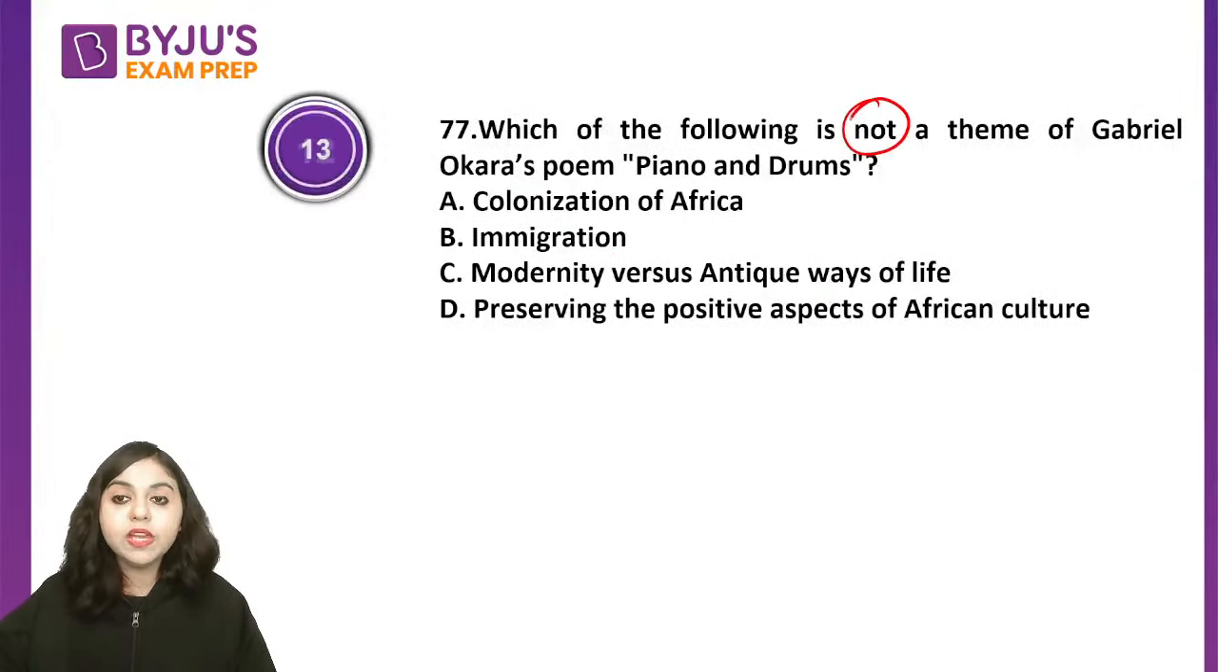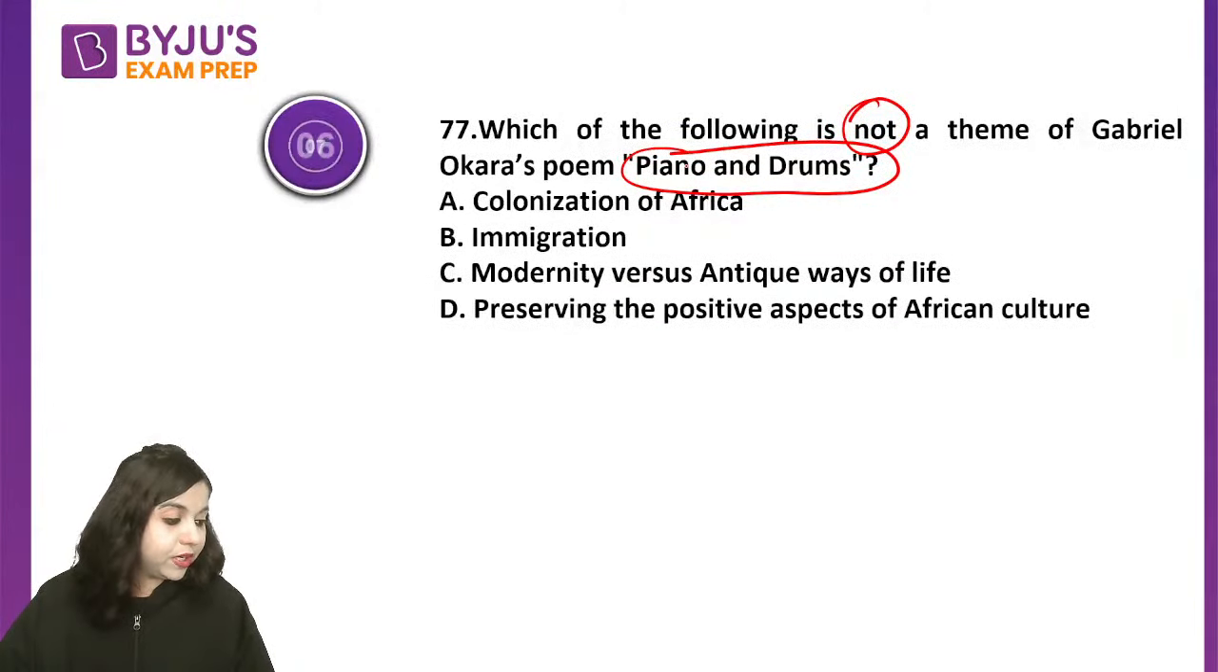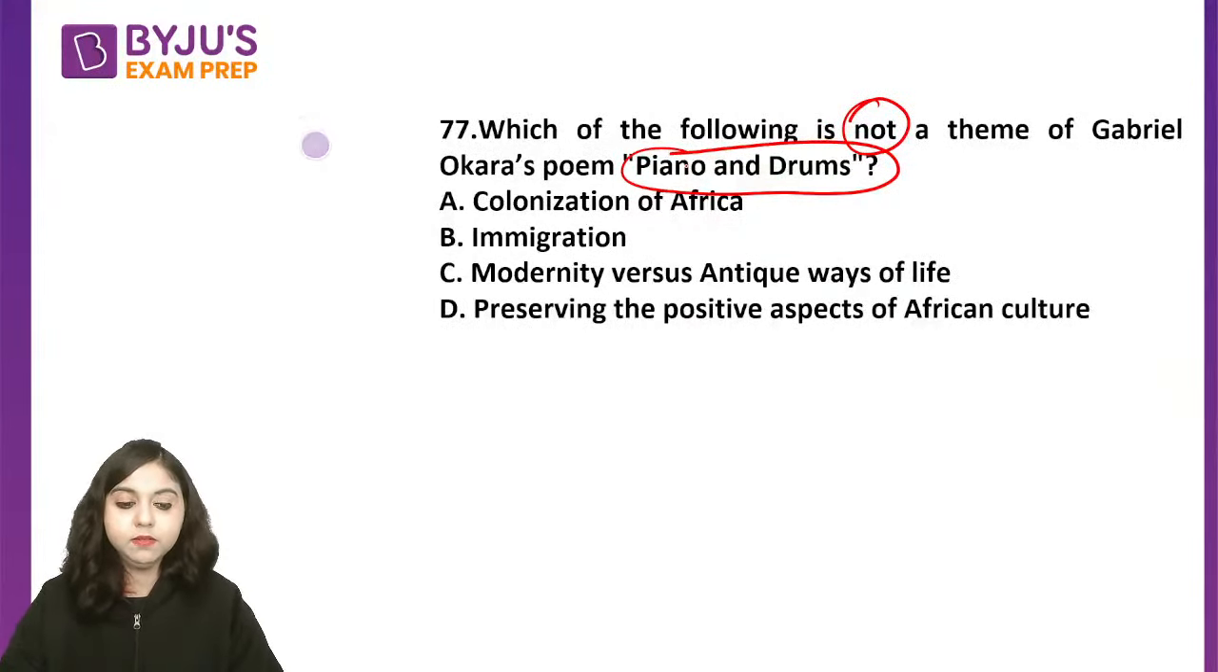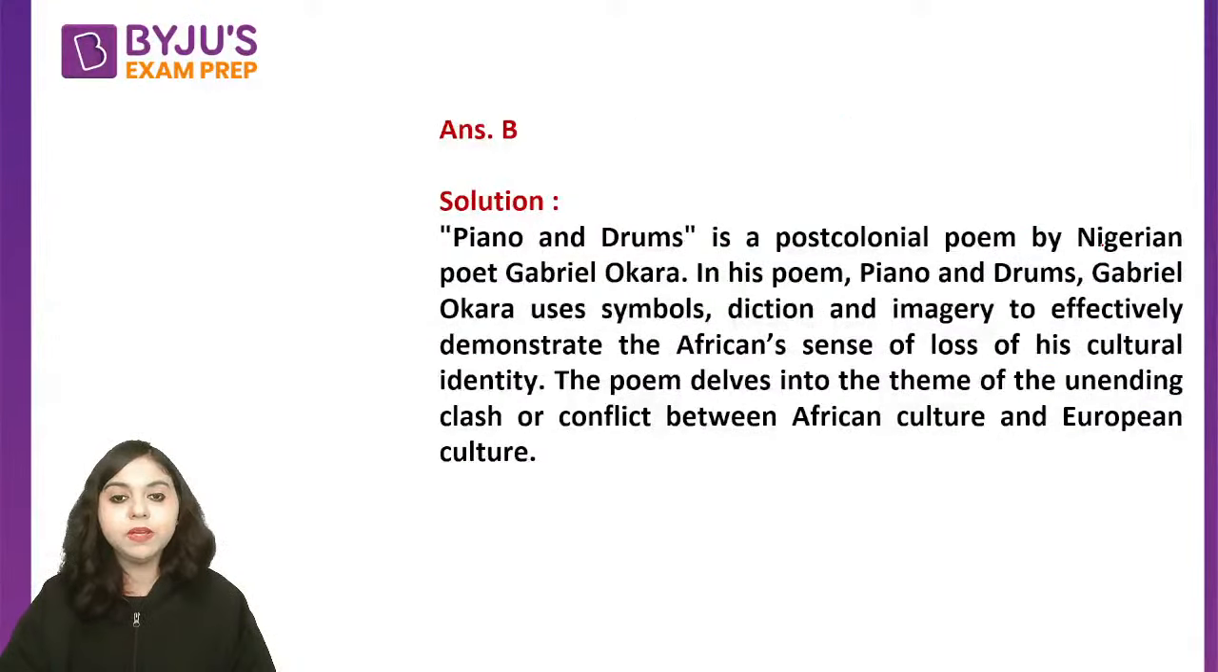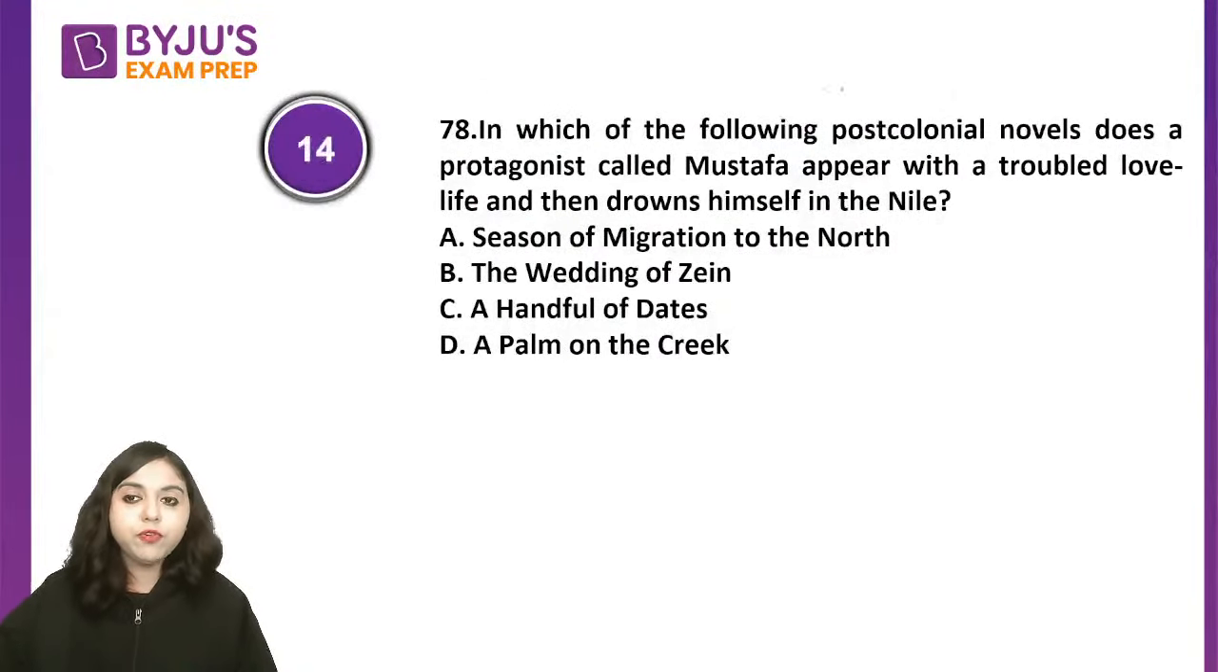Which of the following is not a theme of Gabriel Okara's poem Piano and Drums? What is the correct answer here? So immigration is not a theme. Colonialism, modernity, preserving positive aspects, everything is there. Immigration is not a part of Gabriel Okara's Piano and Drums. Please remember that.